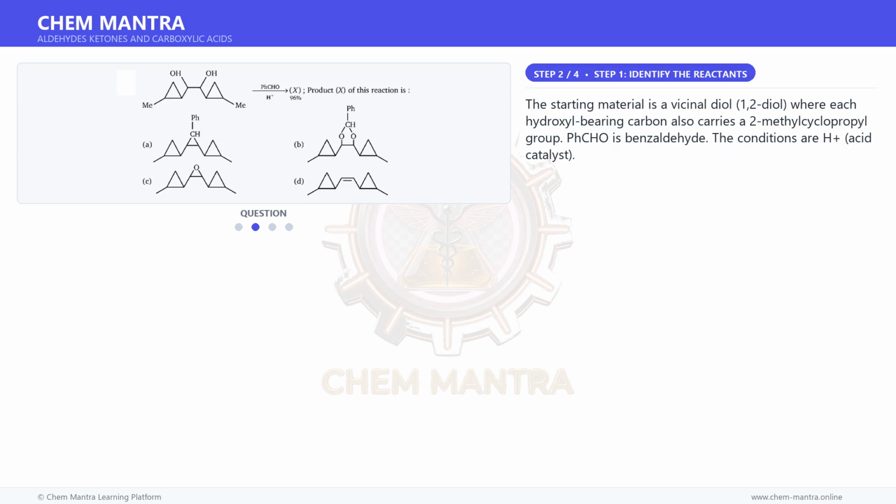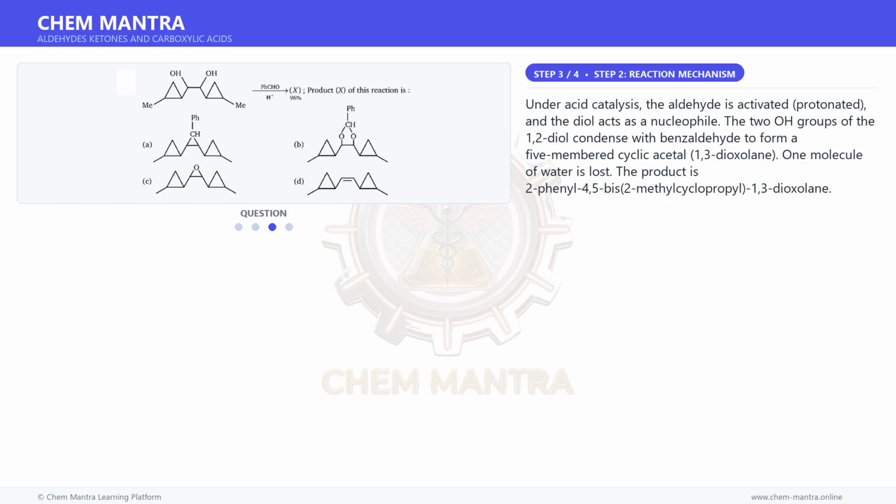Moving on to the next step. The starting material is a vicinal diol, 1,2-diol, where each hydroxyl-bearing carbon also carries a 2-methylcyclopropyl group. PhCHO is benzaldehyde. The conditions are H+, acid catalyst.